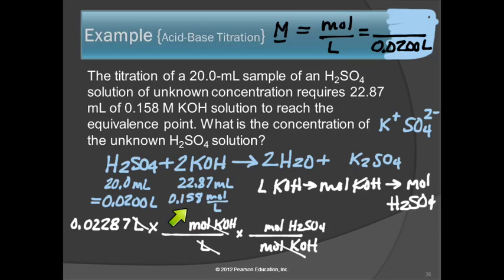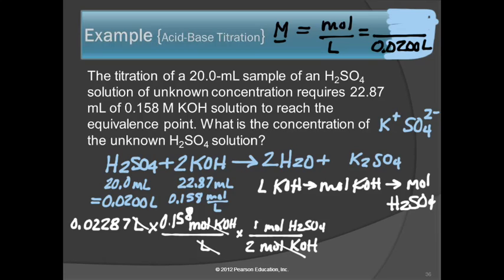This concentration that I was given for the KOH is the relationship between moles and liters. So it's 0.158 moles per liter. And the mole-to-mole ratio comes from the balanced chemical equation. 1 H2SO4 to 2 KOHs. 1 to 2.